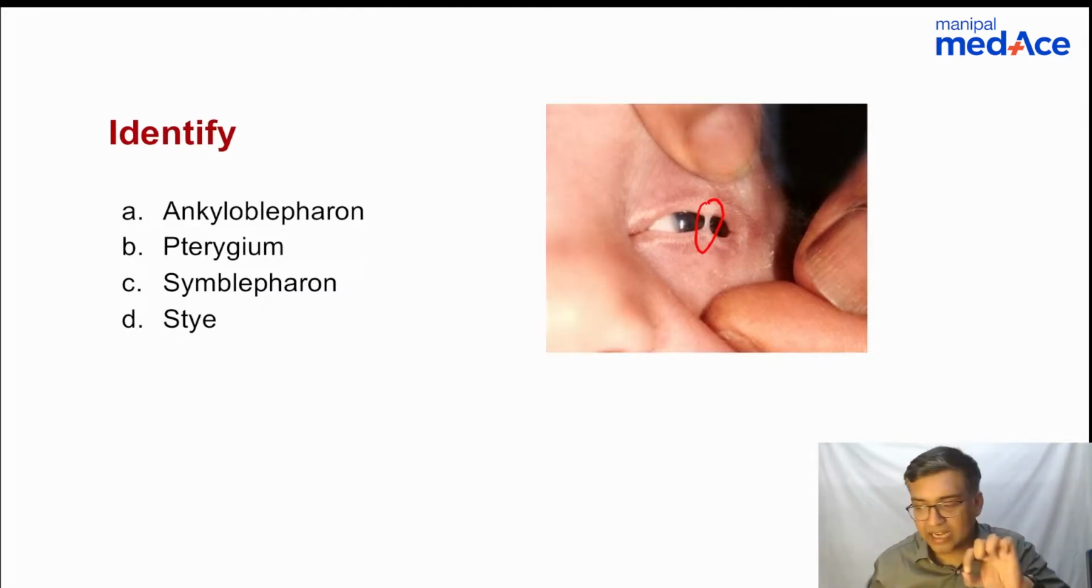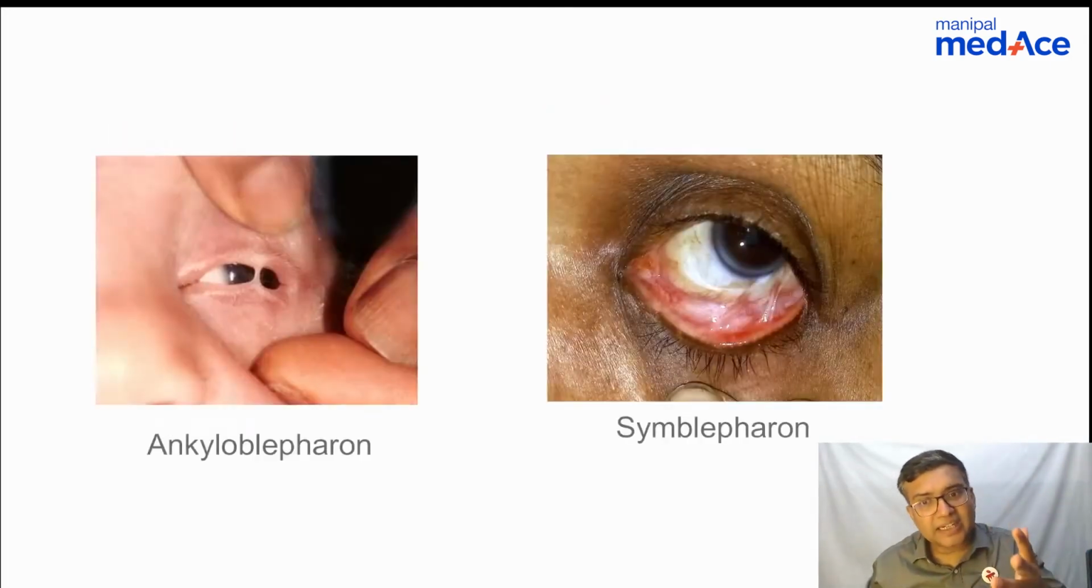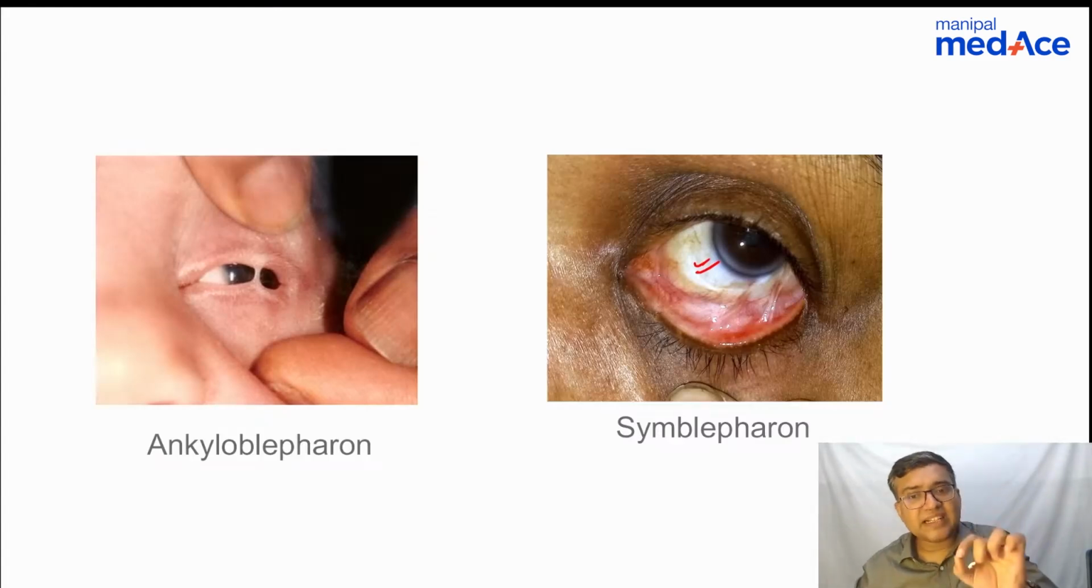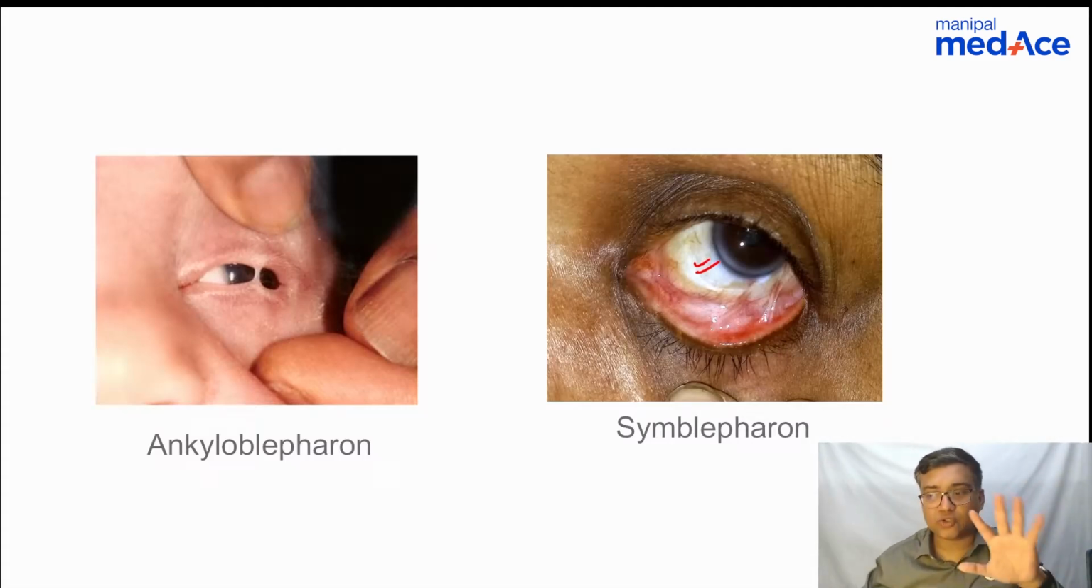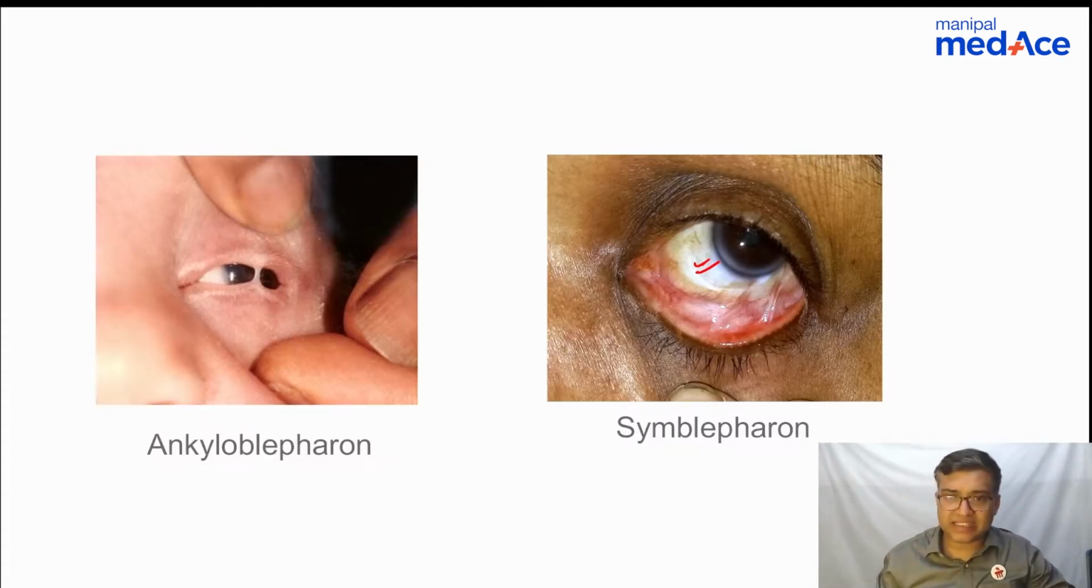This is ankyloblepharon. A similar condition is symblepharon, as you can see here, which can be seen in chemical injuries where there is an adhesion between the conjunctiva. You can see there is a fibrous adhesion between the palpebral and bulbar conjunctiva. It can extend up to the eyelid margin. So this is symblepharon. These are the two different types of blepharon that have been asked previously in your exam.